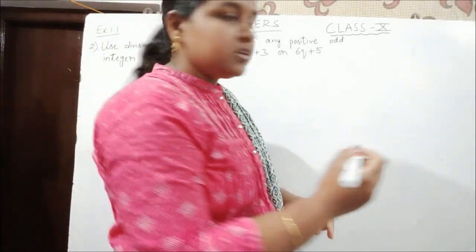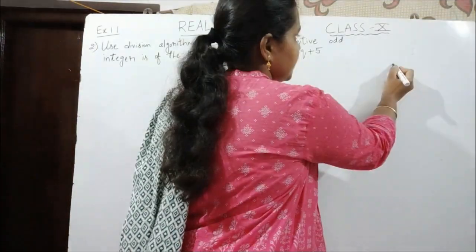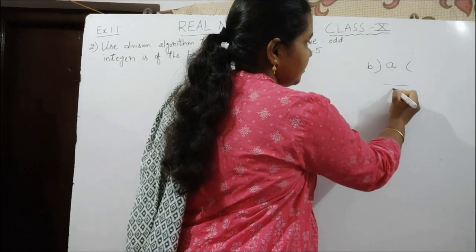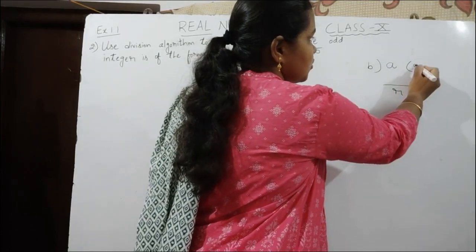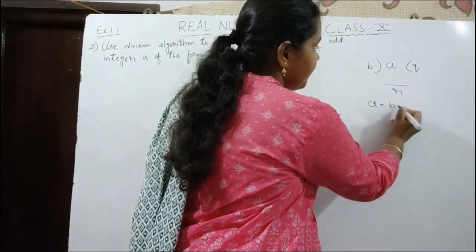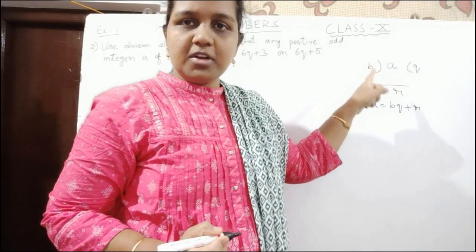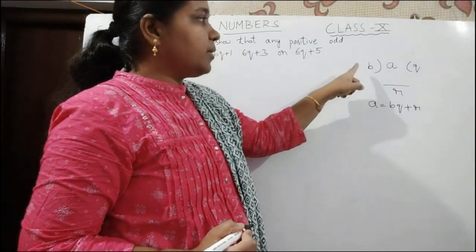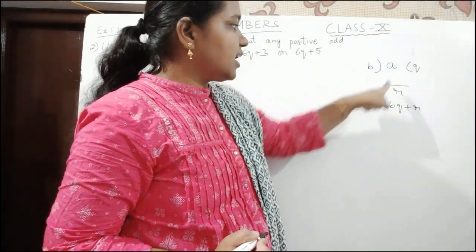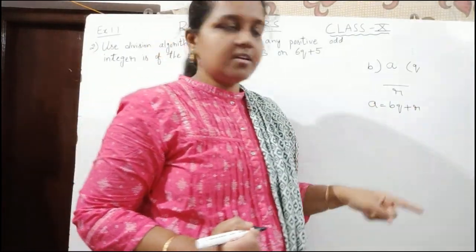So we know in division algorithm, if a and b are any two positive integers, that is when I divide a by b, I get a remainder small r and quotient small q, and the relation is expressed as a is equal to bq plus r. When a and b are any two positive integers and a is divided by b, we get a remainder r and quotient q. The relationship is expressed as a can be written as b into q plus r, where q is quotient, r is remainder.